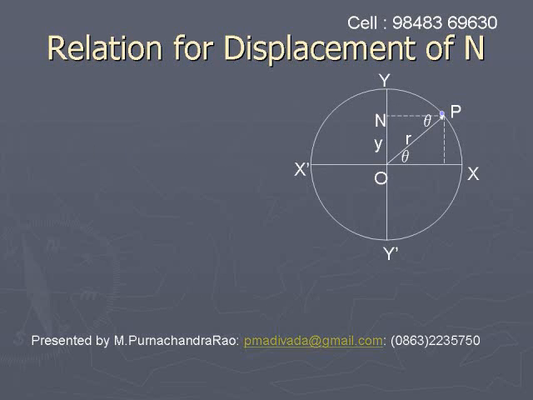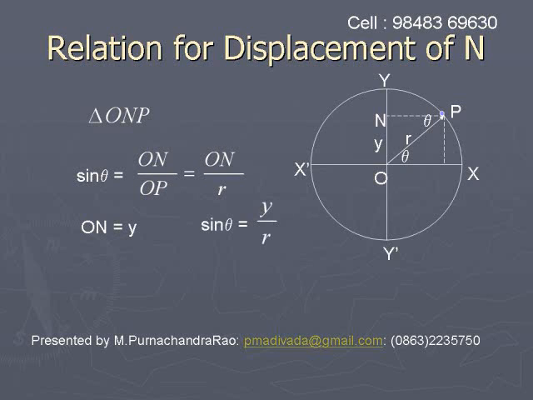Relation for displacement of N. From triangle ONP, sin theta is equal to ON by OP, or ON by r. But ON is y, hence sin theta is y by r, so y is equal to r sin theta. But theta is omega t, hence y is equal to r sin omega t. Sometimes in simple harmonic motion we represent the amplitude as capital A, hence the relation becomes y is equal to A sin omega t.